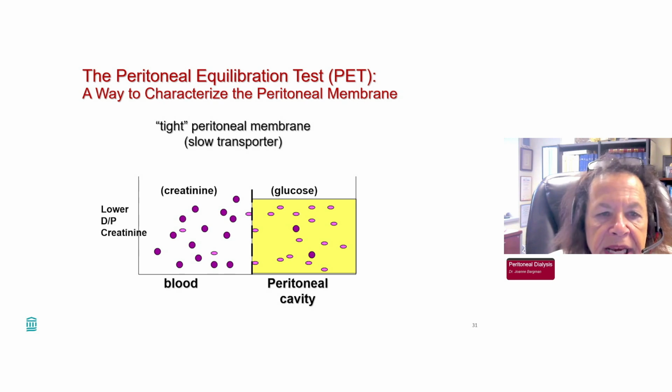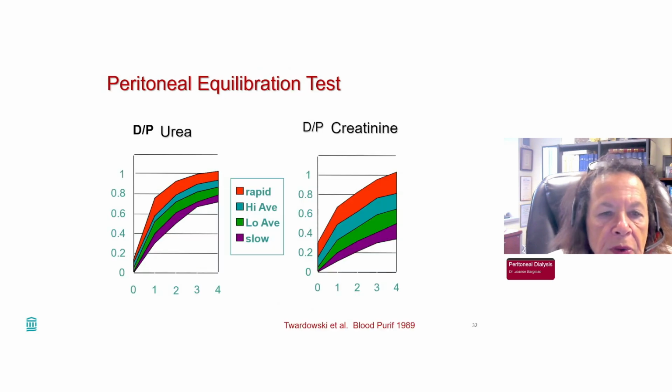So that's the leaky peritoneal transporter, whereas the slow or tight peritoneal membrane, the slow transporter, has fewer open capillary beds, and therefore the creatinine doesn't move all that quickly from the blood compartment into the dialysate compartment, and vice versa for glucose. So because of that, you can do this PET.